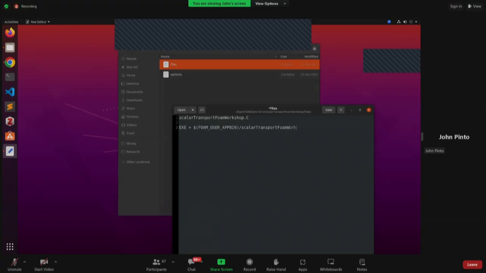So I will call it scalar transport foam workshop. Okay. And then save it. So these two changes have to be done.